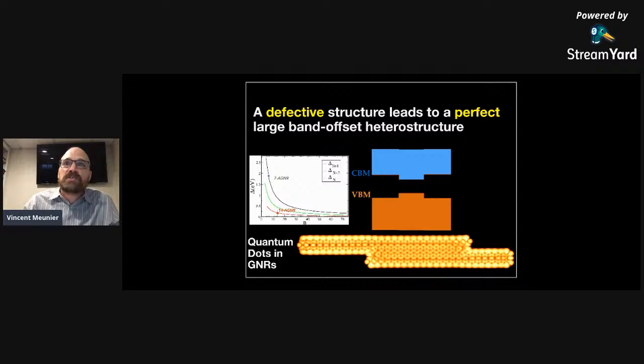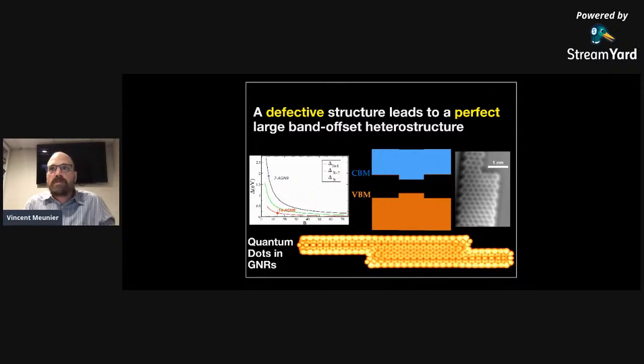So you end up with something like this, which is essentially a quantum dot, since the electrons are stuck in those two regions here. I hope you see my pointer. They actually cannot escape, so they behave as if they were in a quantum dot. So that's what happened experimentally. And again, you know exactly where all the atoms are.